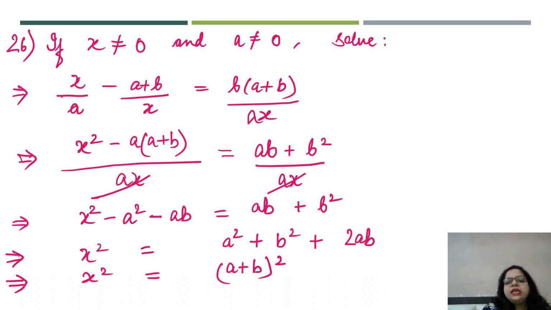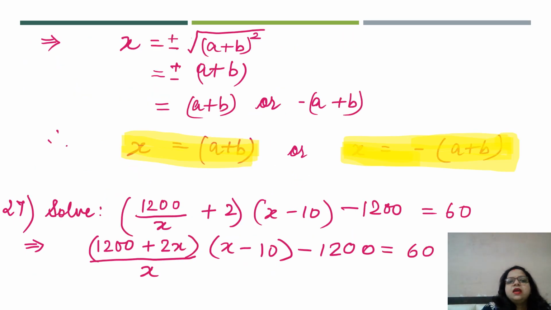x square is equal to a plus b the whole square. Now taking square root, x is equal to plus minus root of a plus b the whole square, or x is equal to plus minus (a plus b), which is a plus b or minus (a plus b). Therefore, the value of x is a plus b or minus (a plus b).